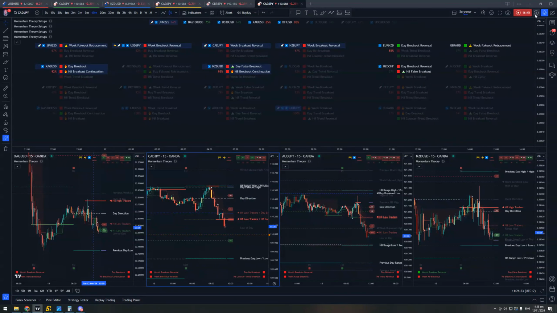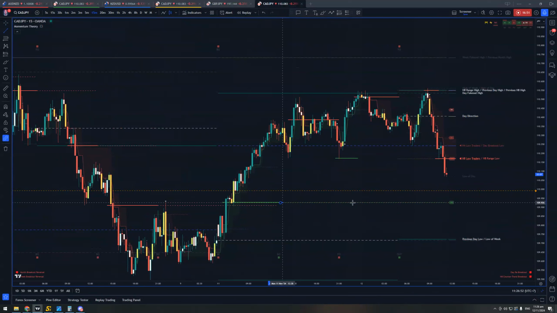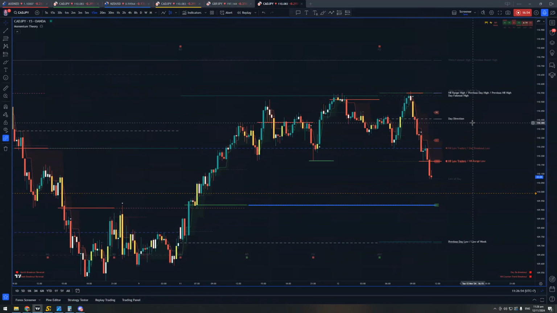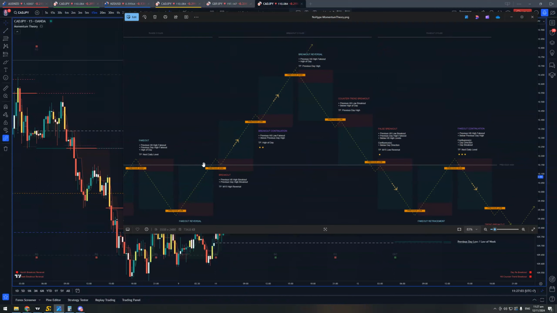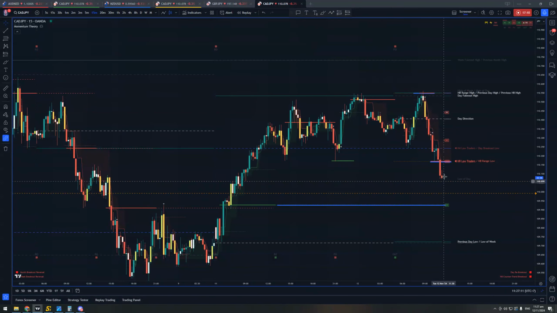Just to show the counter trend breakout. Here is the H8 breakout level. Faked out the H8 high, and then breaking out below the H8 low. Counter trend breakout on the H8. Breaking out, faking out the high, breaking out below the low. Counter trend breakouts almost always go to that breakout level. And so this is what's happening right now.